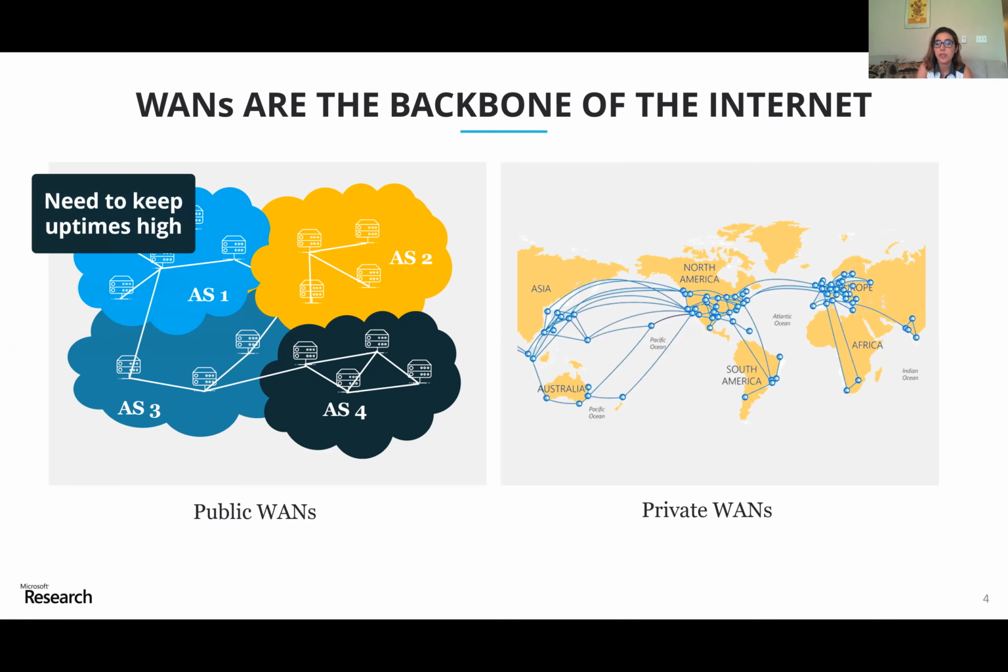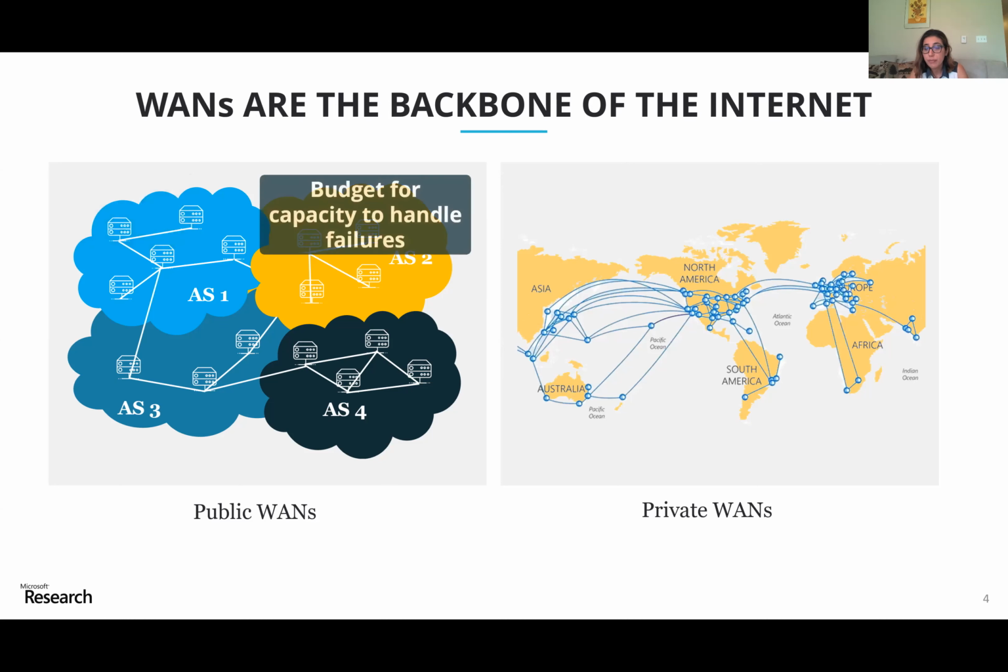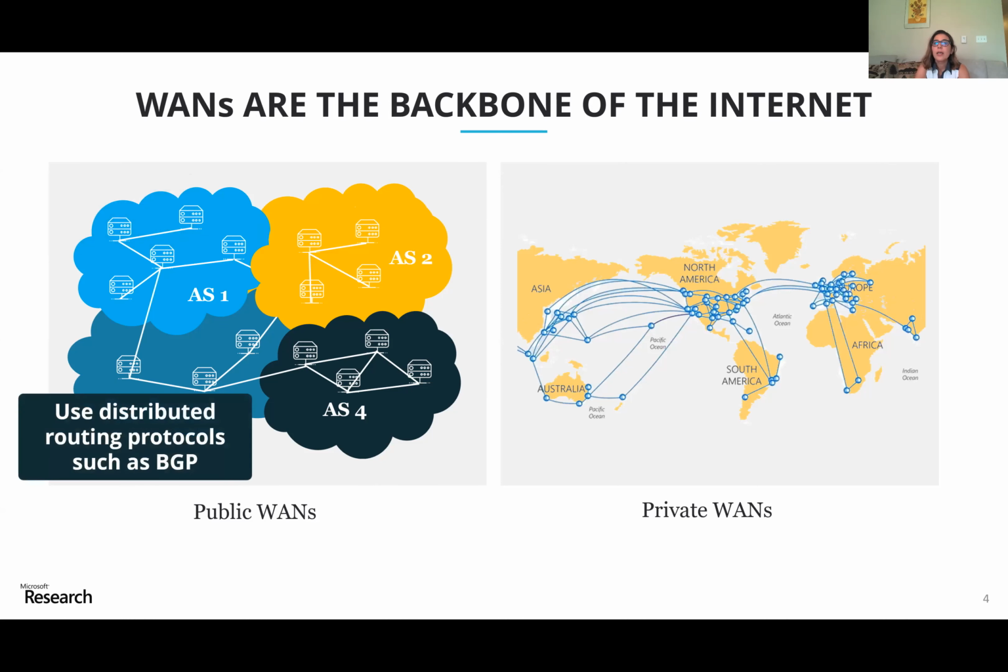That's the level of uptimes we've come to expect from our service providers, which is why ISPs have started to compete to have higher and higher uptimes and to have more resilience towards failures so that they can keep and maintain their customer base. For the same reason, wide area networks that are public are typically designed to budget for capacity to handle failures if and when they happen. And finally, because they're managed by distributed networks of autonomous systems that are stitched together and are managed by individual companies, they typically use distributed routing protocols to communicate with each other and to connect the internet as a whole, protocols such as BGP.